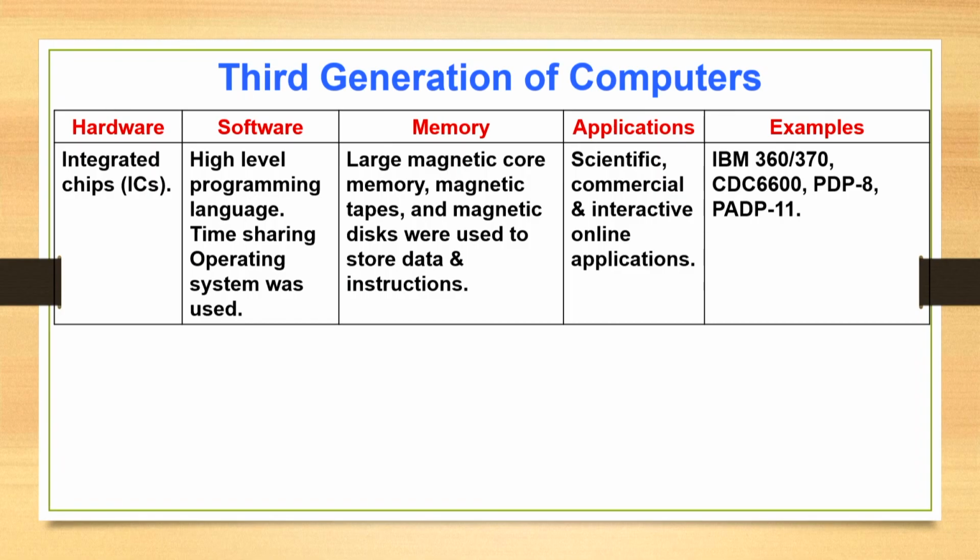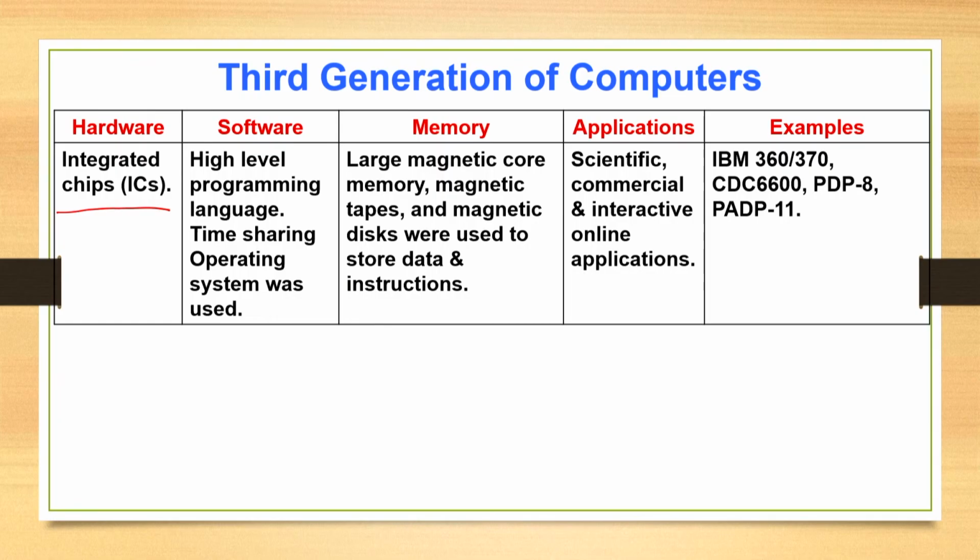Now, we next move to the third generation of computers. The hardware used in the third generation of computers was integrated chips. Here the high level programming languages were used and a time sharing operating system was used. For memory, magnetic tapes, magnetic disks, and large magnetic core memory were used to store data. It can be used in scientific, commercial and interactive online applications.